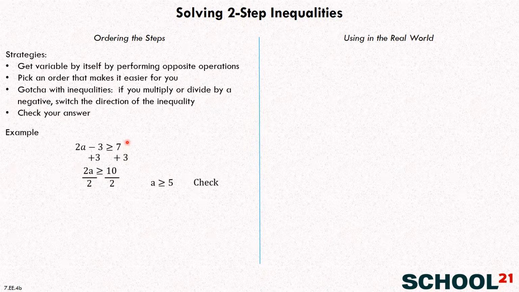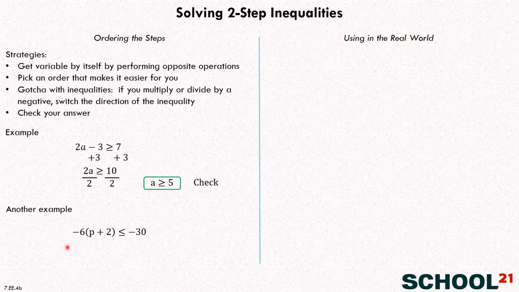So that's also true. If you tried a value that's not greater than or equal to 5, let's try 0. So if you put 0 in for a here, 2 times 0 is 0. Minus 3, that's negative 3. Is negative 3 greater than or equal to 7? No, it's not. So as long as we have values that are greater than or equal to 5, looks like that's the correct answer. Okay, let's do another example here.